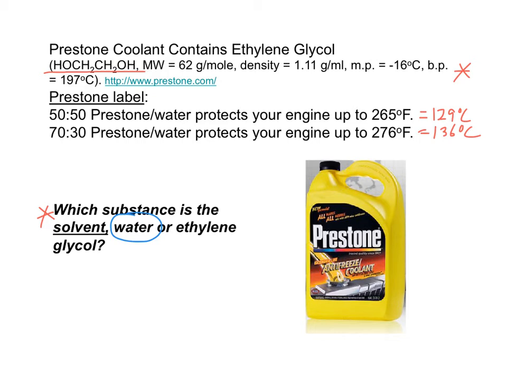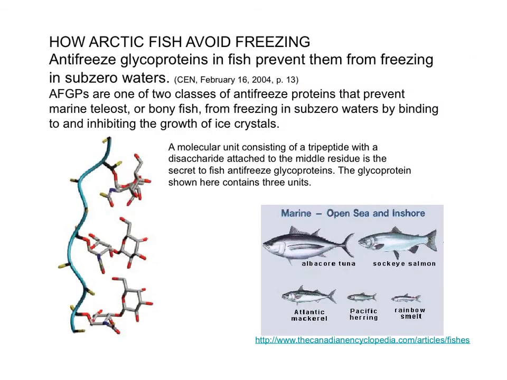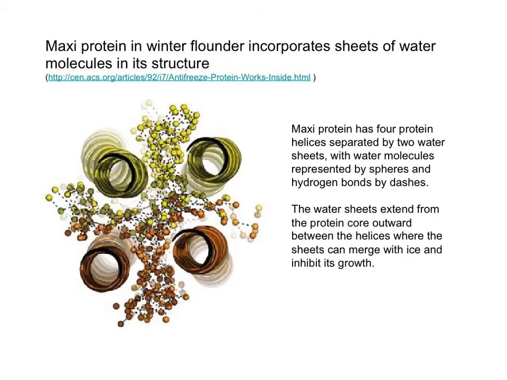If ethylene glycol is a solvent, these solutions have a boiling point which is lower than the boiling point of pure ethylene glycol. The Arctic Ocean is very cold, and scientists found that fish contain antifreeze proteins. These proteins prevent the fish from freezing in very cold water. Here's another type of protein found in flounder which prevents the fish from freezing in cold water.